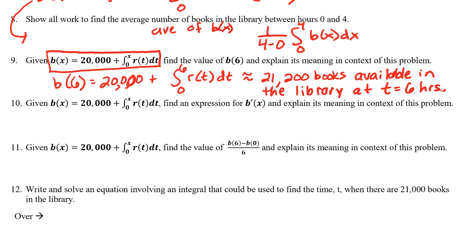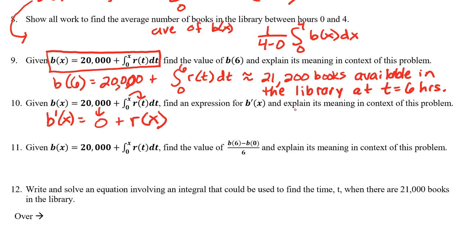All right, question 10. Again, let's use our b of x function, and this time let's find b prime. So b prime, the derivative of the 20,000 would be 0. And here we have the derivative of an integral. So remember that the derivative undoes the integral. So here's our fundamental theorem. So we'd get right back to r of t, except we have to remember to replace that upper limit with x. We don't care about the derivative at 0 because the derivative at any constant would be 0.